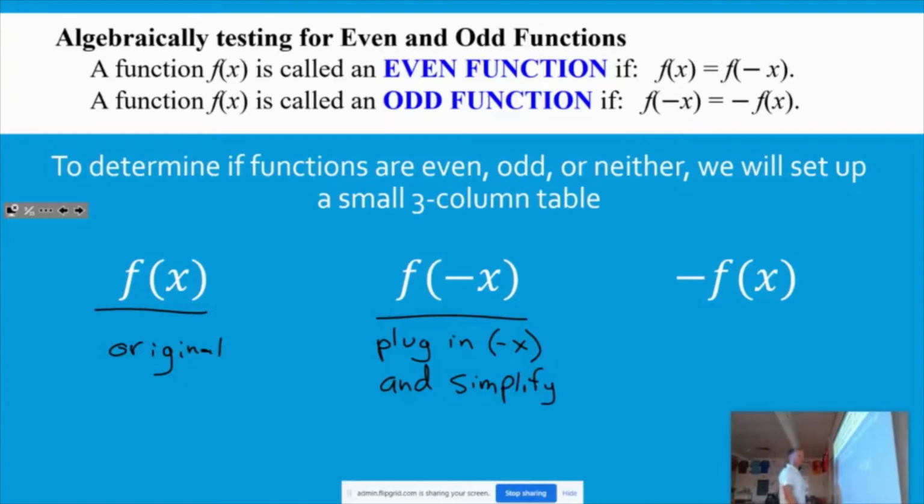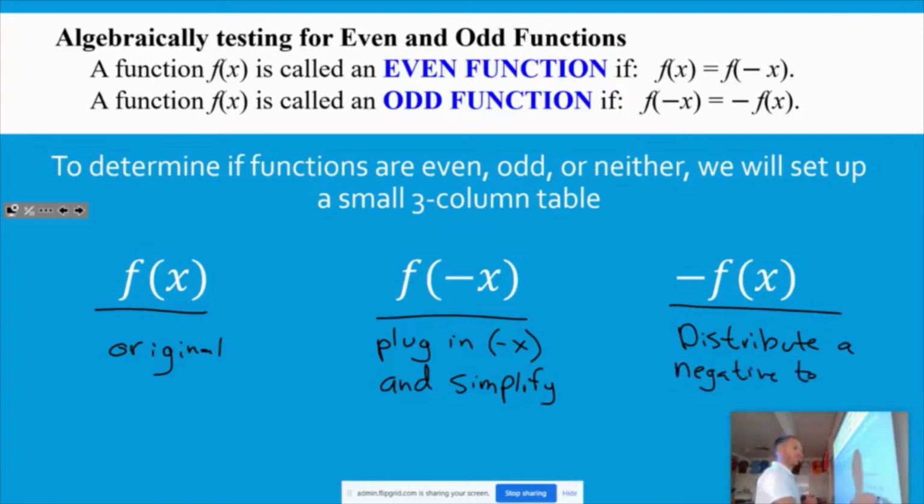All right. And our last column over here is negative f of x. So it looks similar, but very different from the middle column. Negative f of x is essentially distributing a negative to the entire function. And that could look different based on what the function is, but that's why we're going to do some examples.